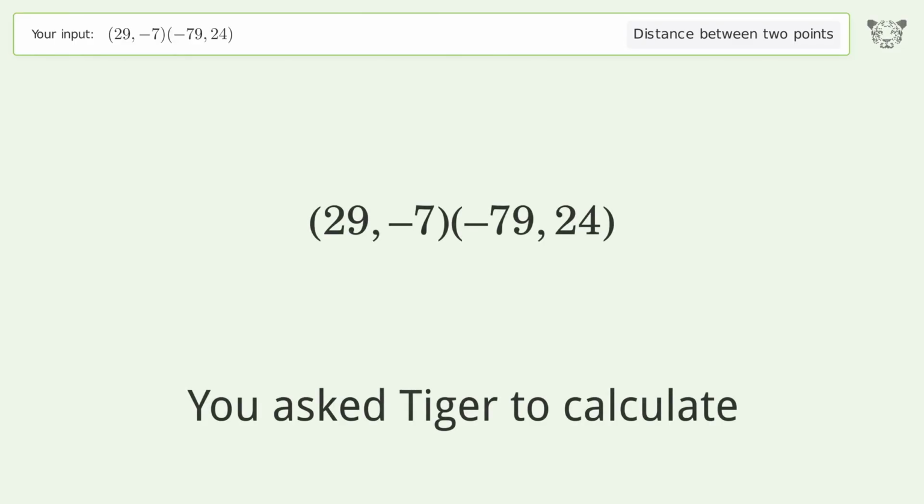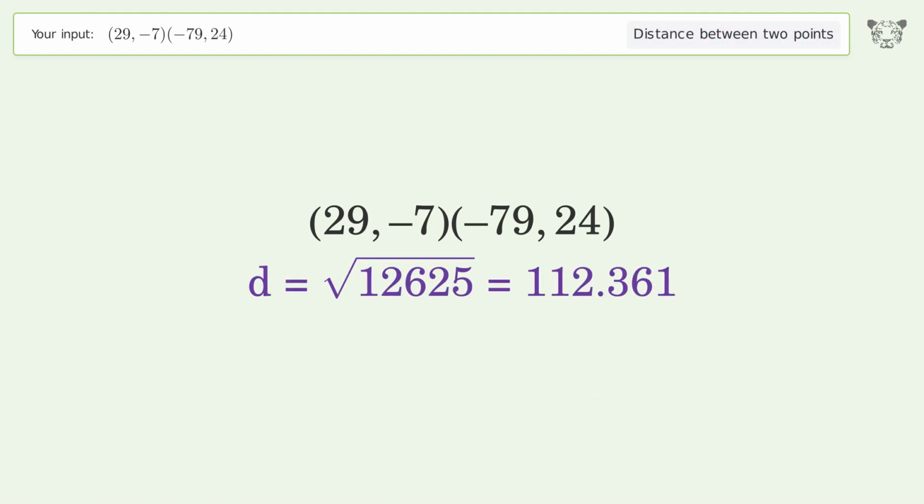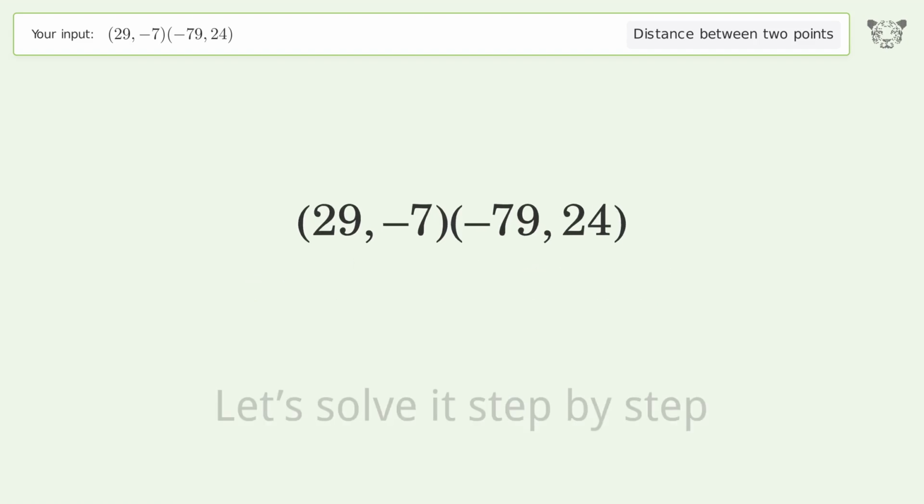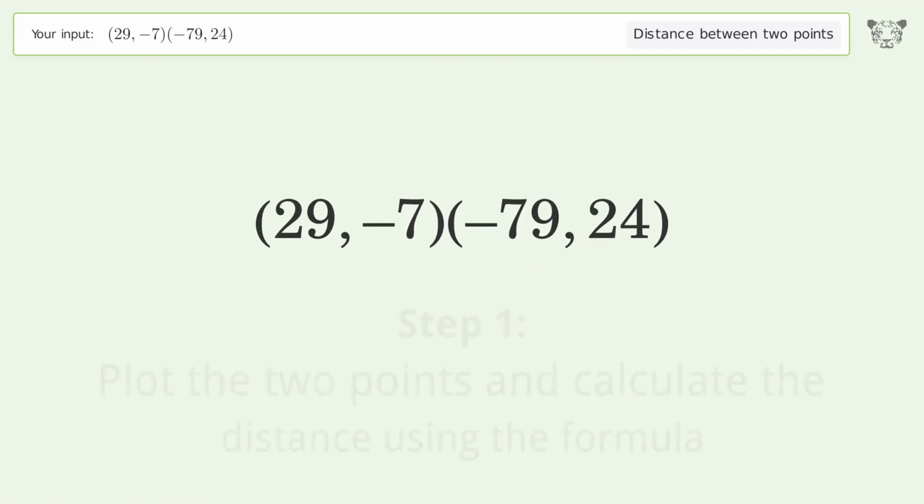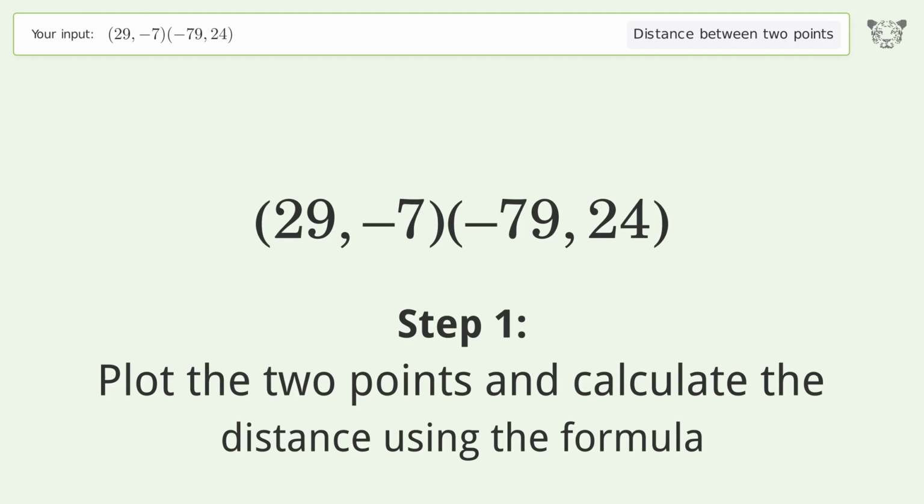You ask Tiger to calculate. This deals with the distance between 2 points. The distance between the 2 points is the square root of 12,625 or 112.361. Let's solve it step by step. Plot the 2 points and calculate the distance using the formula.